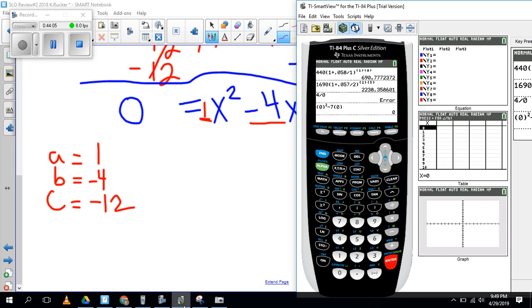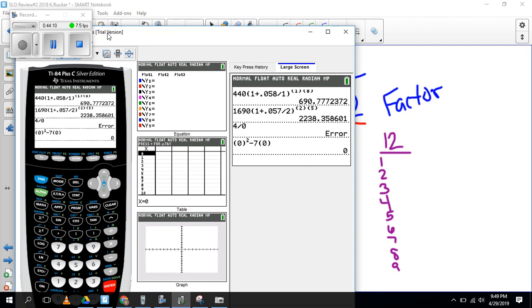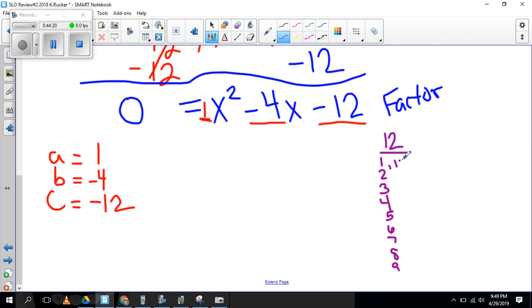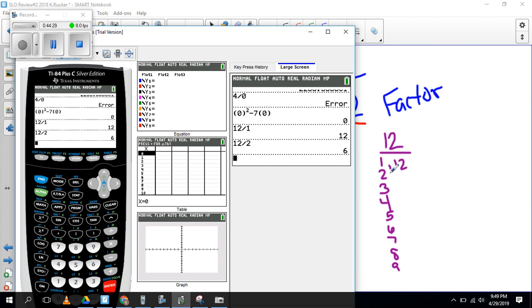And we get our calculator. We're going to find the factors of 12. So we do 12 divided by 1, and we get 12. So we do 1 and 12. Then we do 12 divided by 2, and we get 6.